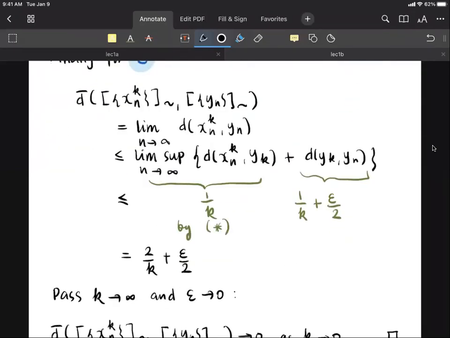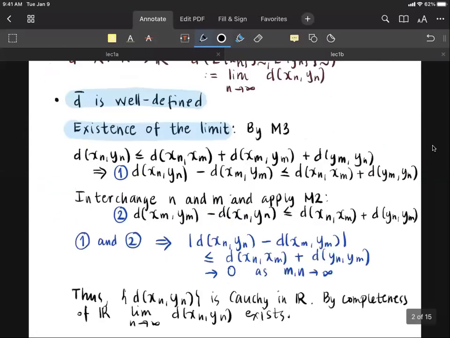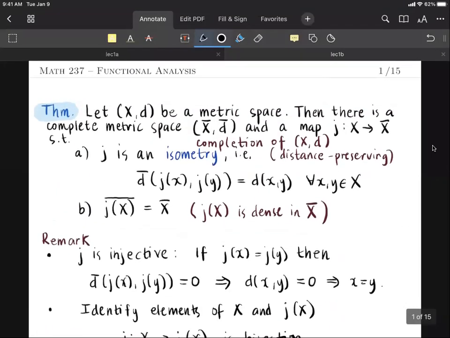Okay, that was a long proof. So to summarize, let us go back to the statement of the theorem. Given a metric space, you can find, roughly speaking, a larger metric space that is complete and will contain that metric space. Moreover, it can be shown that the completion of the metric space is unique up to a bijection.